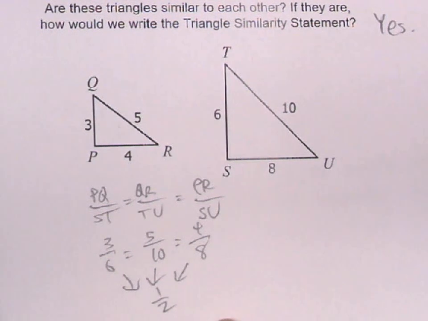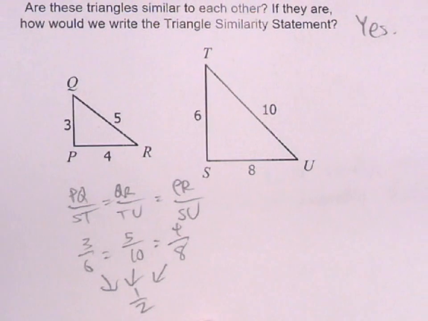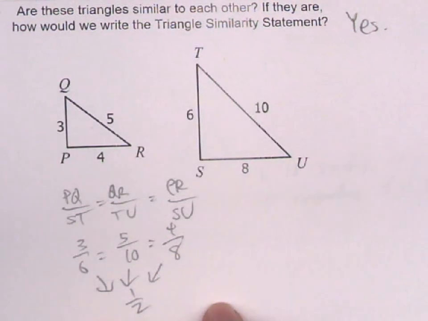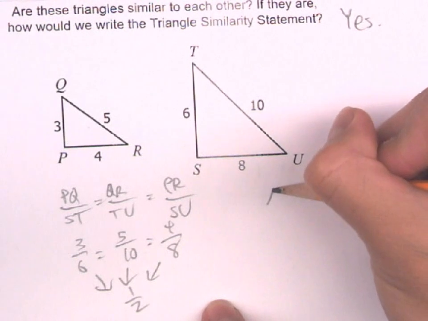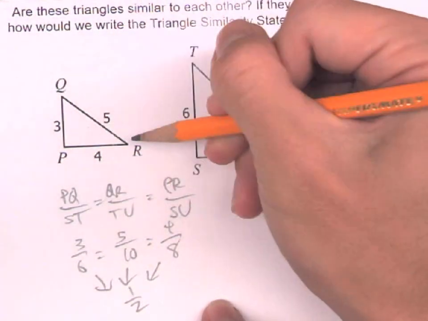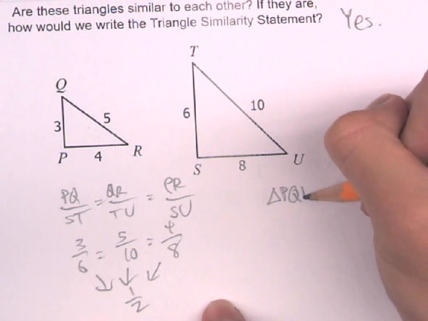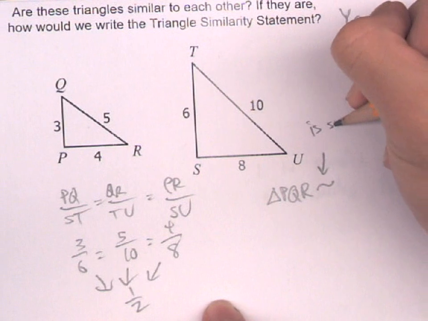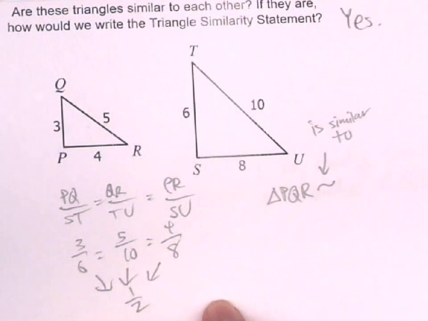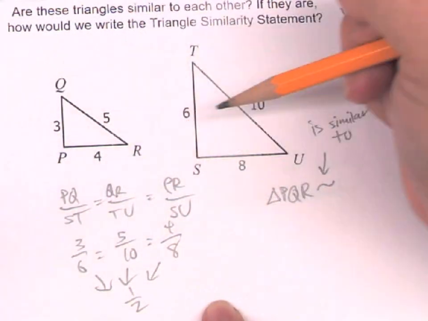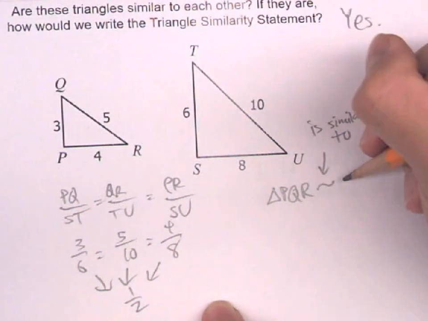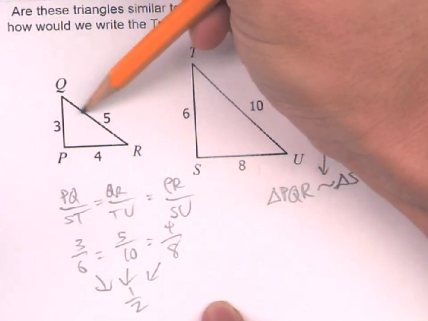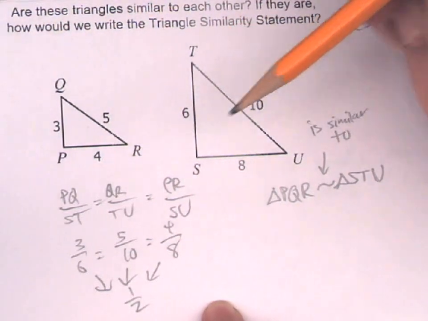So if they are similar, how will we write the triangle similarity statement? The triangle similarity statement is just like how we wrote the congruent statement. It has to follow a specific order. So we have here triangle PQR. If you didn't catch this earlier, this tilde means is similar to. So this means triangle PQR is going to be similar to triangle STU. It just has to follow that same order.